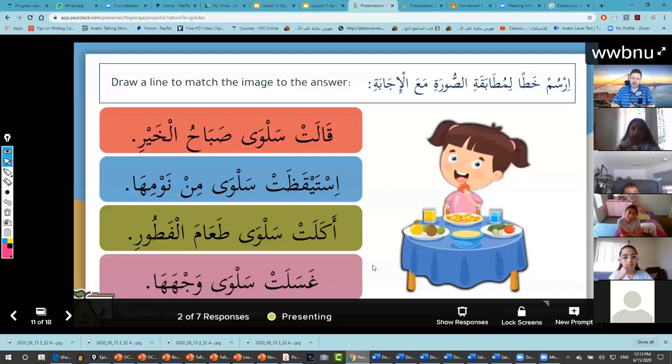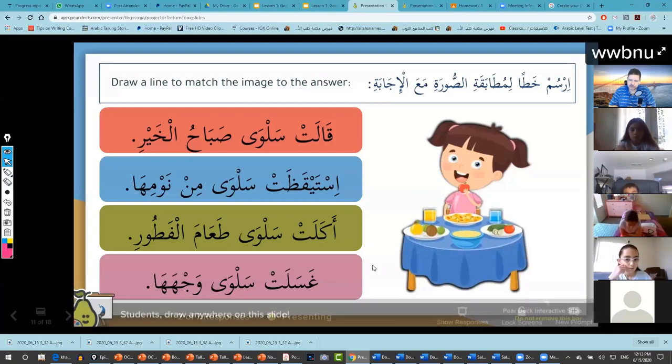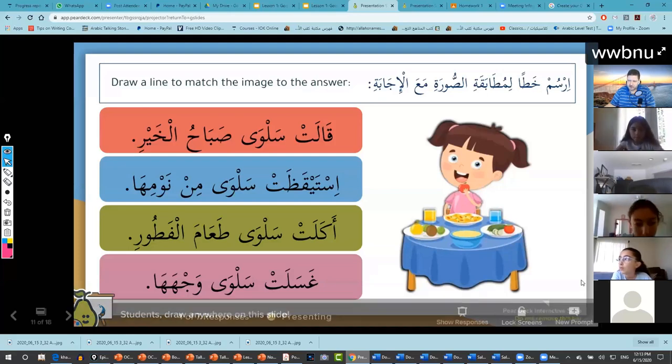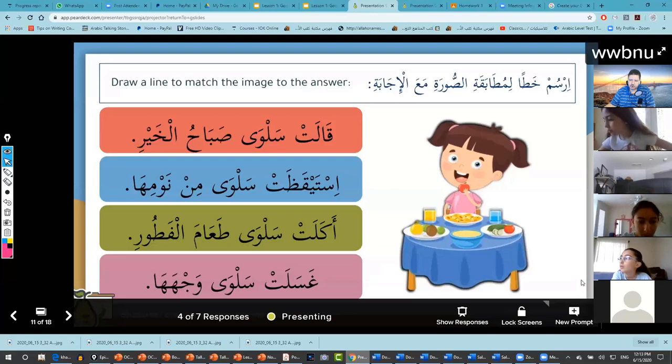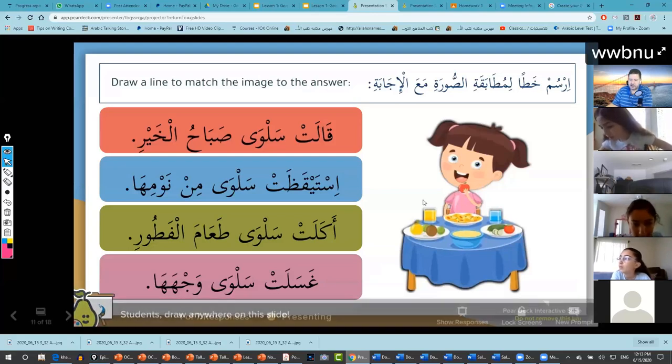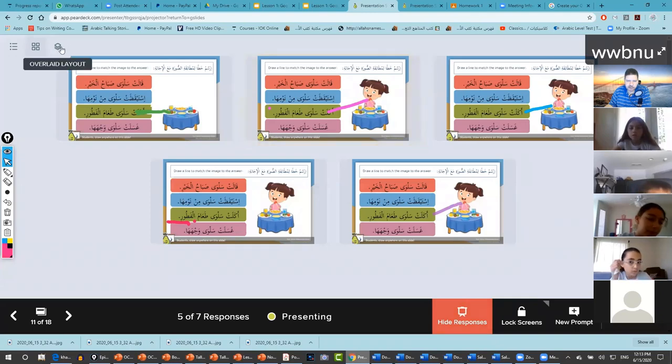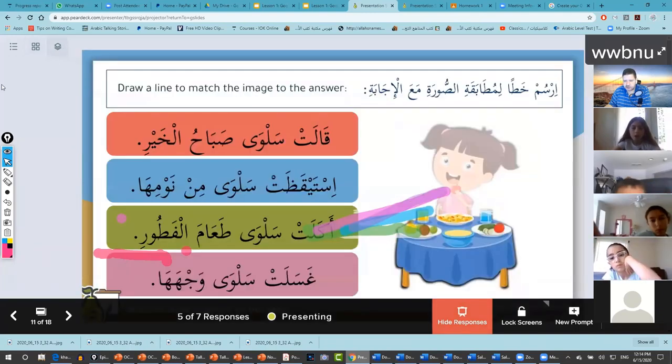Ghasalat Salwa wajhaha. I want you to make a line between the picture and the correct statement, the correct sentence. You have 5 seconds. Five, four, three, two, one. Okay, please don't write anything now. Don't touch anything. Don't change anything. All of you now did. Let's see here. Masha'Allah. Good. Yes. Akalat Salwa ta'am al-fatur.